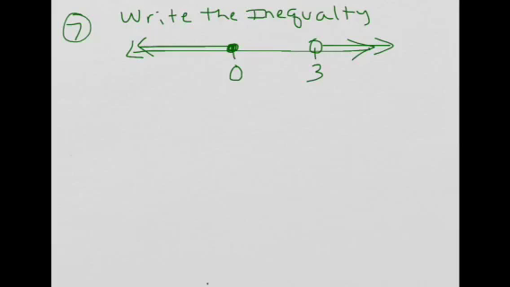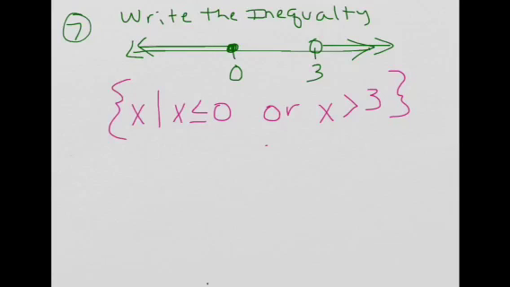Okay, now we have to figure out how to write the inequality for this one. So what we have to do is see what we know. According to this one, x is going to be less than or equal to 0. And according to the 3, x is going to be greater than but not equal to 3. So when we write our set builder notation, we're going to put x. So because there's no intersection, this is an or, and we put our set builder notation in, and we're done. So there's the graph, and there's the set builder notation.